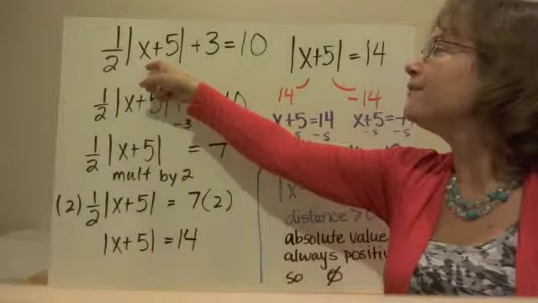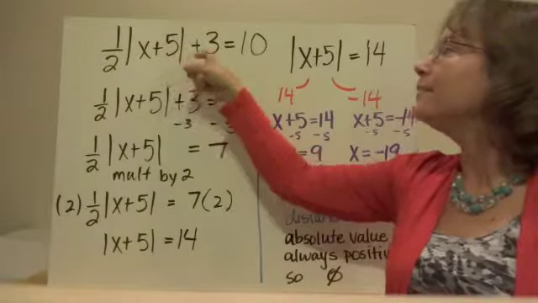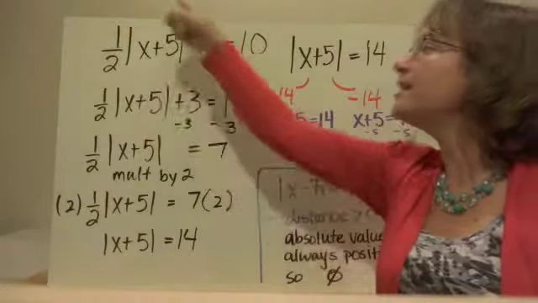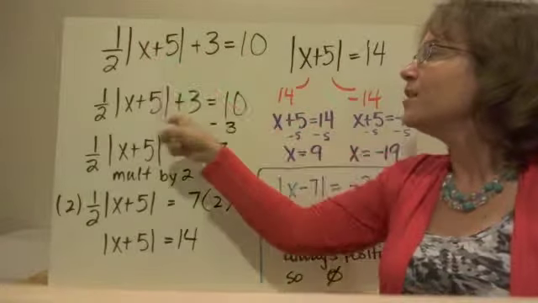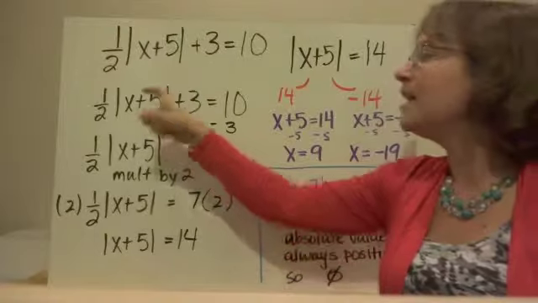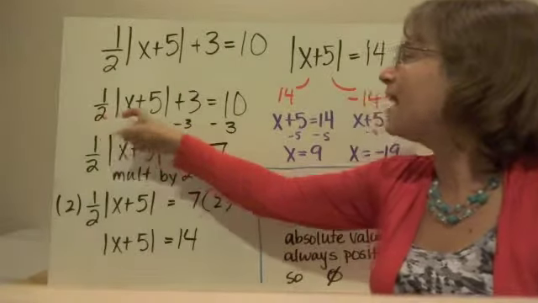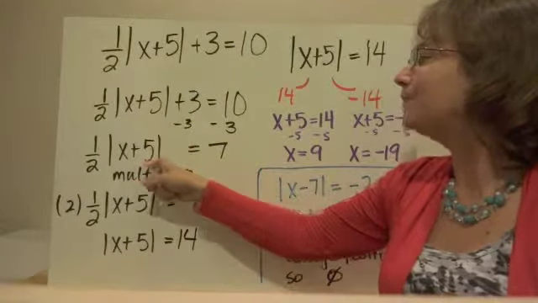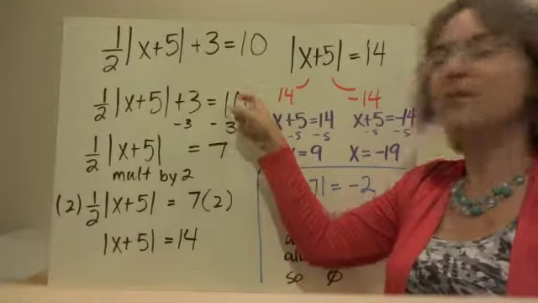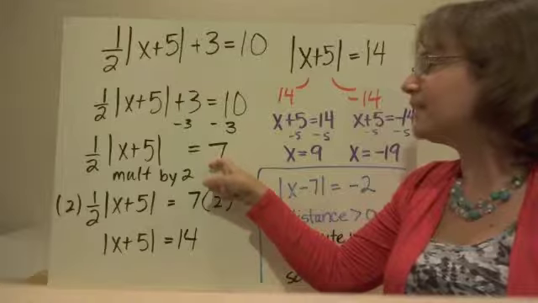1/2 times the absolute value of x plus 5, plus 3 equals 10. We're going to do the same thing. We're going to isolate this absolute value. So the first thing we're going to do is subtract 3 from both sides, or add a negative 3. And we have 1/2 times the absolute value of x plus 5, and this gives us a 0 right here, and that's equal to 10 minus 3, which is 7.